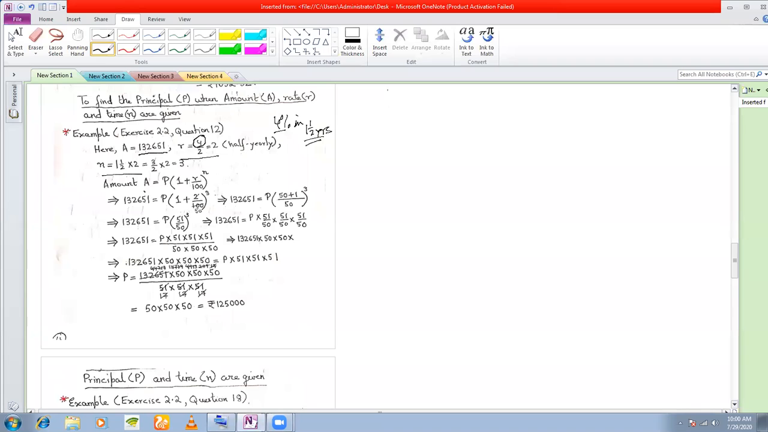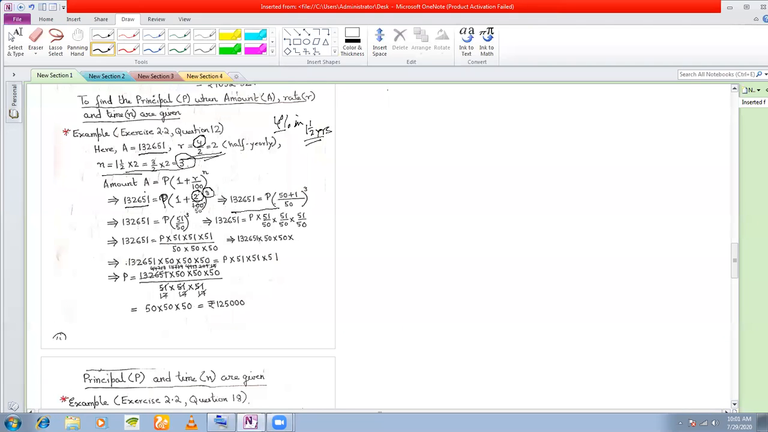Now I put it in the compound interest formula. So my amount is given to me as 1,32,651 is equal to P. I don't know, I have to calculate. So P I write as it is. 1 plus rate, I have calculated to be 2 because I've divided 4 by 2. So that is why my rate becomes 2 by 100. And N is 3. 1.5 into 2 gives you 3. So therefore my N here is 3.